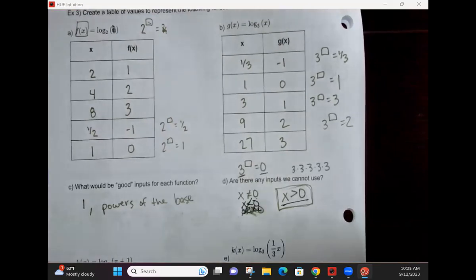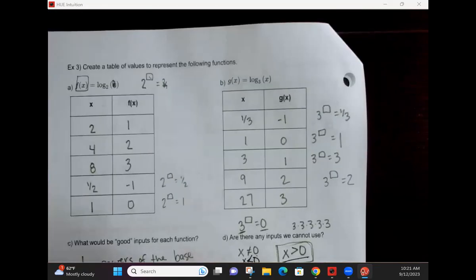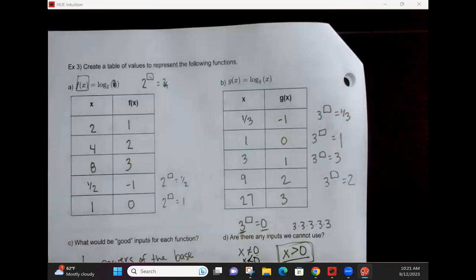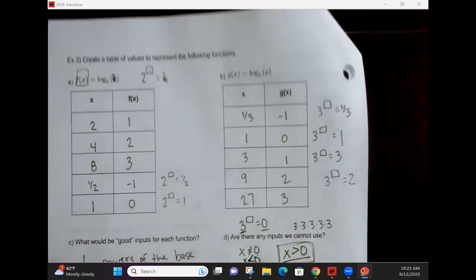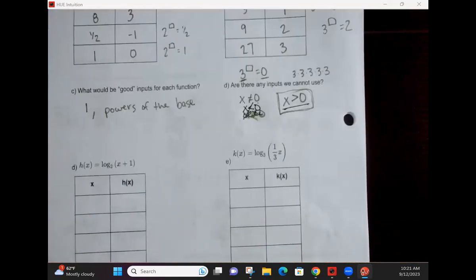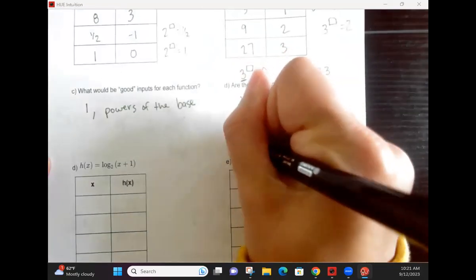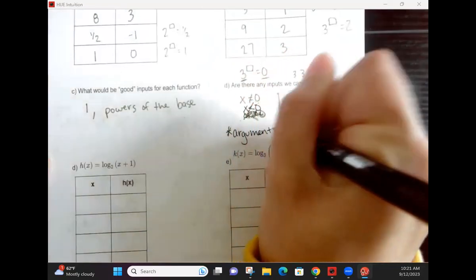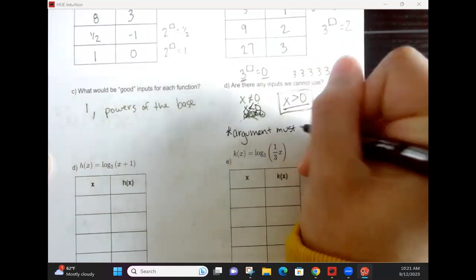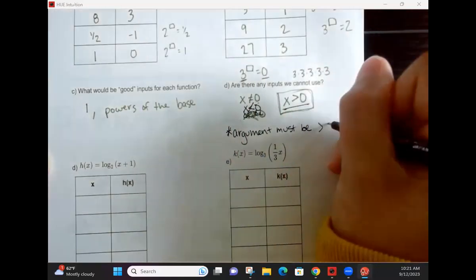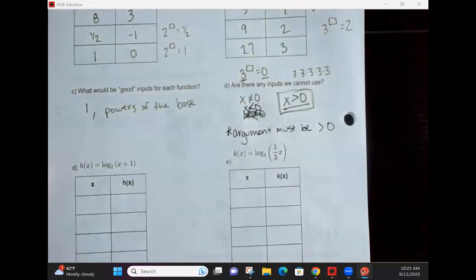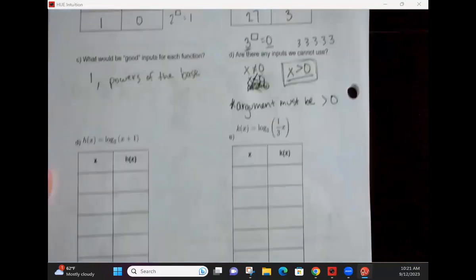Now here's the tricky part. For A and B, X has to be greater than 0. But for D and E, that may not be the case. That's not necessarily true. What I actually want to say is that my argument must be greater than 0.